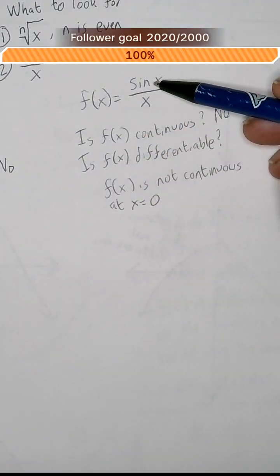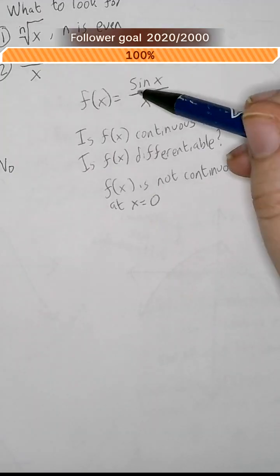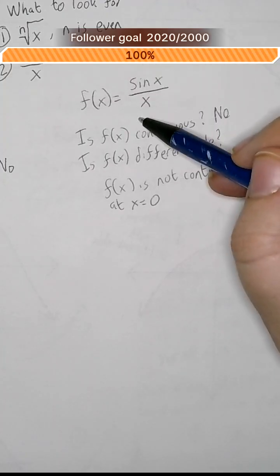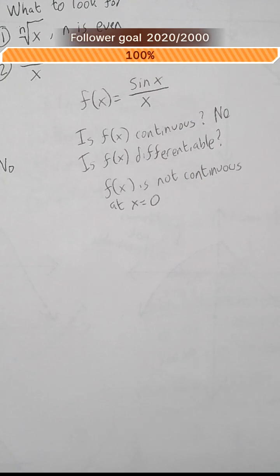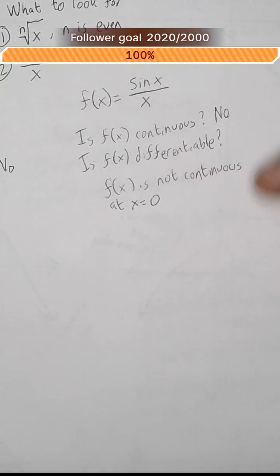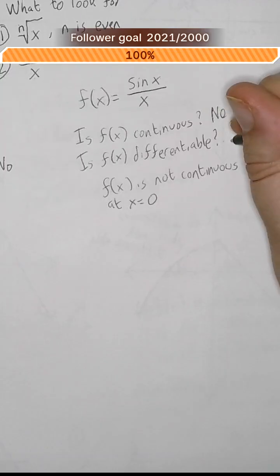Why? Because if I plug in 0 here, what do I get? I get sine of 0, which is 0. 0 over 0 cannot be. So this is not continuous. The limit will be 1, but the function does not actually exist. What type of a discontinuity will we have there? Does anyone know? Oh, by the way, since it's not continuous, it's also not differentiable.